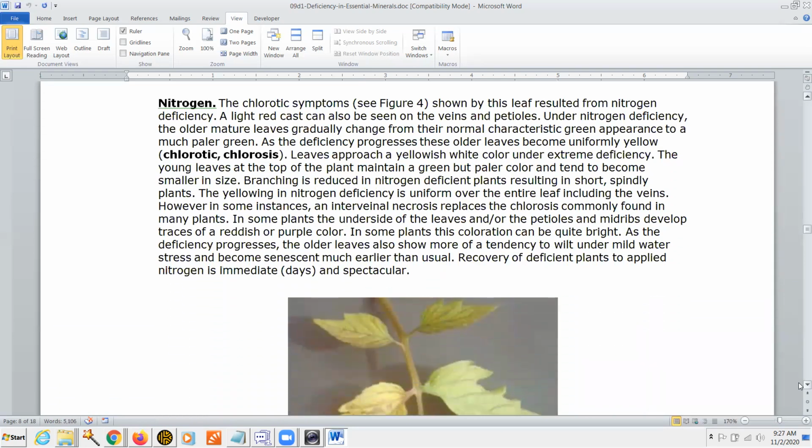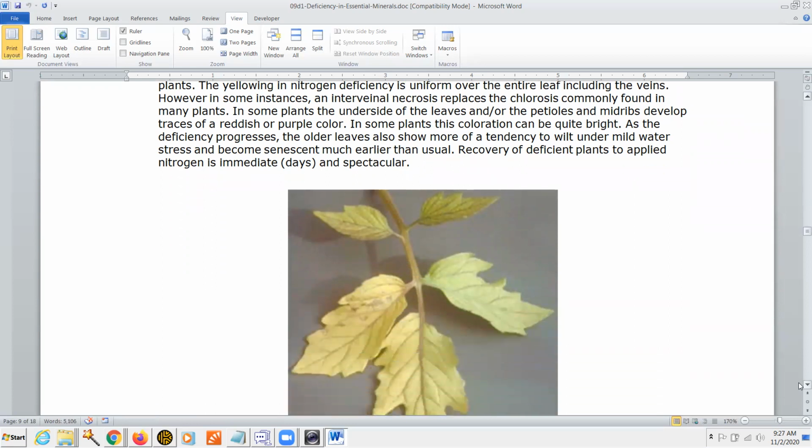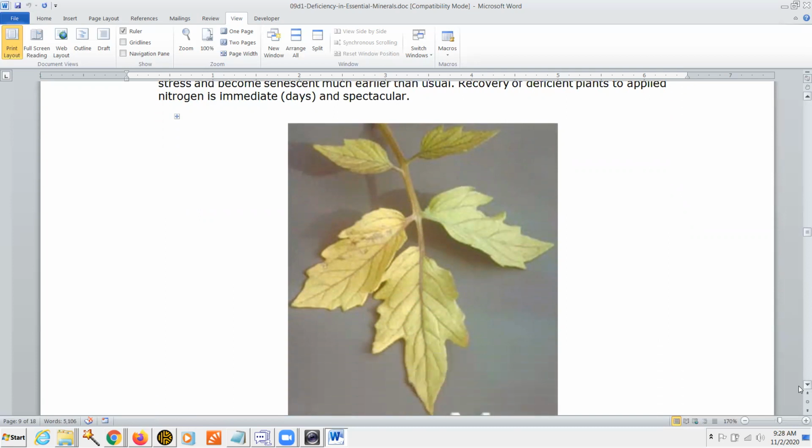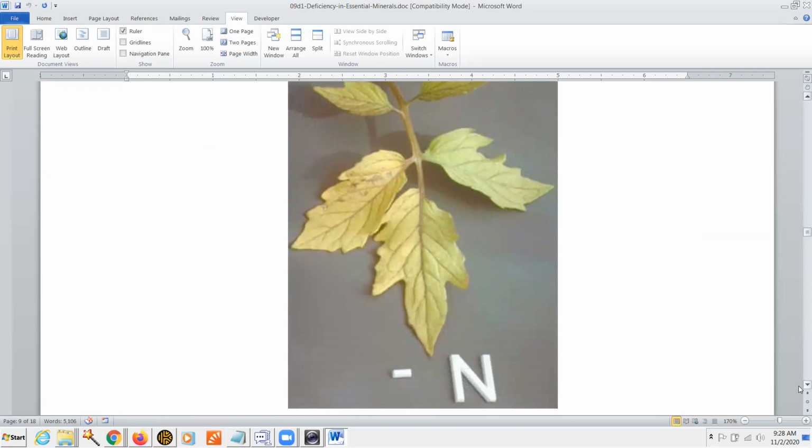Nitrogen, this one you definitely need to know. Chlorosis or chlorotic, the adjective version. I have chlorotic leaves. That's the adjective describing what you're looking at. Chlorosis is the actual symptom itself. And with nitrogen deficiency, this is a really severe one. Doesn't get much worse than this. It doesn't have hardly any chlorophyll at all.